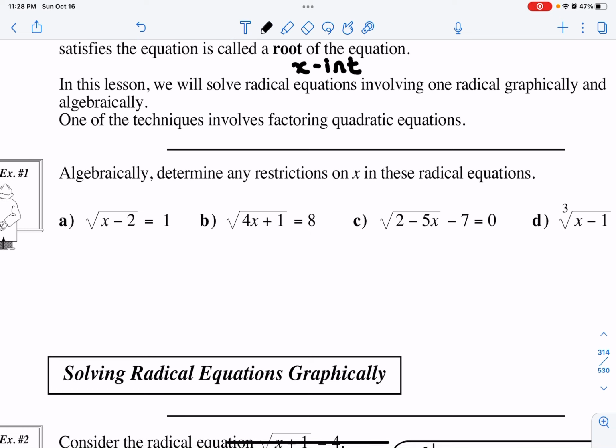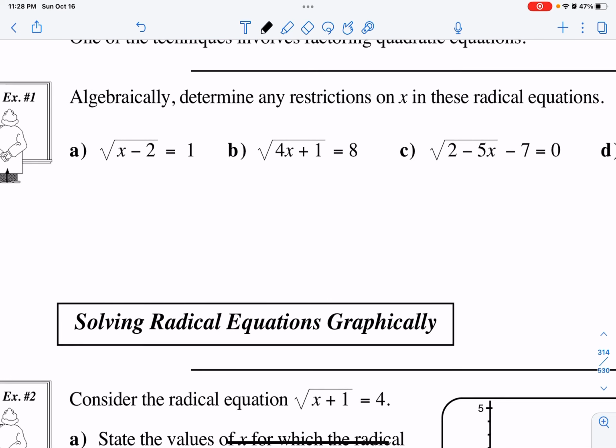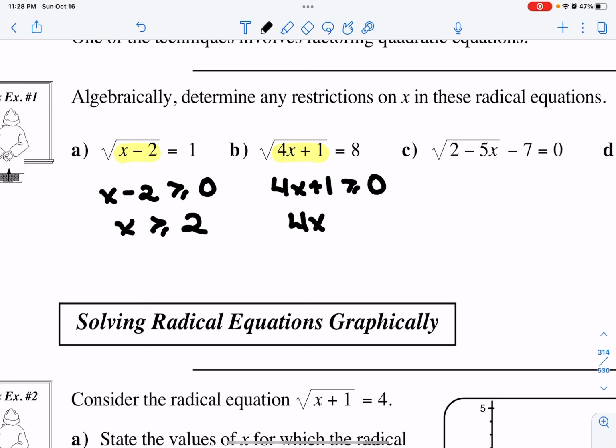Now let's follow the class example here and see if there are any restrictions on this domain, or restrictions on the x in these equations. If we want to come up with the restrictions, remember we have to take the radicand. In this case, our radicand is x minus 2, and we need to set it greater than or equal to 0. I add the 2 across both sides, and I get x is greater than or equal to positive 2. For my next one, I take the radicand, 4x plus 1, which must be greater than or equal to 0. I start by subtracting the 1 across the equals sign and finally dividing by 4. x must be greater than or equal to negative 1/4.